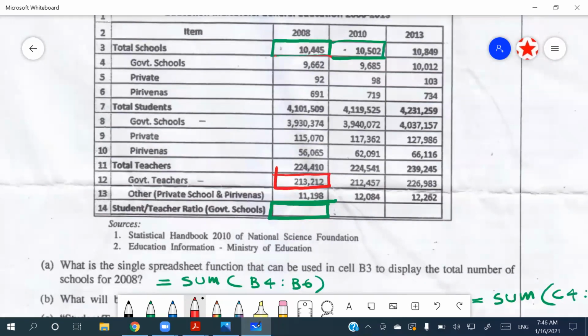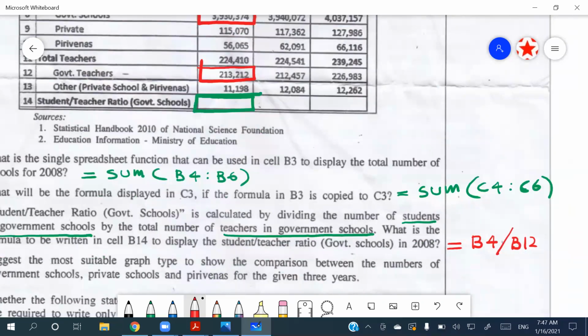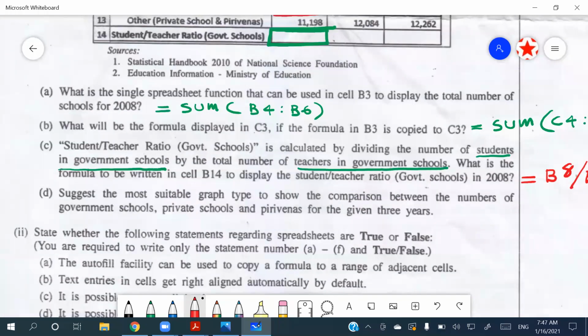My silly mistake. So this is going to be the students' government school ratio. It's B8. Sorry, people. I have gone to the total school part. So it's going to be B8 divided by B12, right? So this is going to be 8 instead of 4. B8 divided by B12. Right? So be careful, very careful.